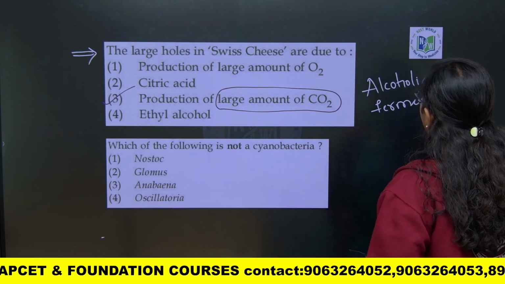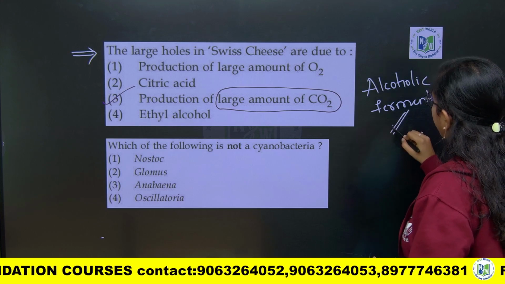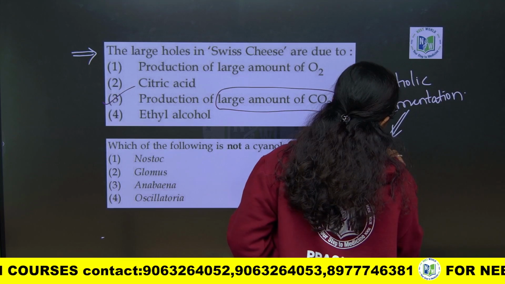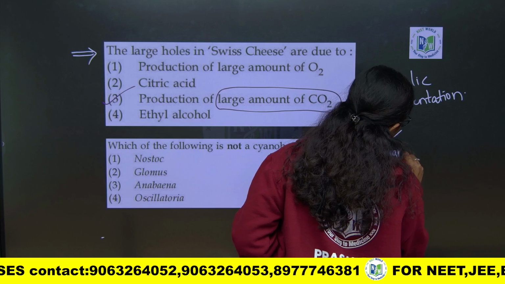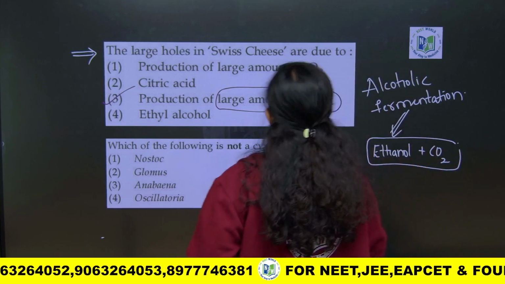Fine. So at the end of alcoholic fermentation, what are the products that are released, beta? The products that are released are ethanol and carbon dioxide. Fine. So these are being released.